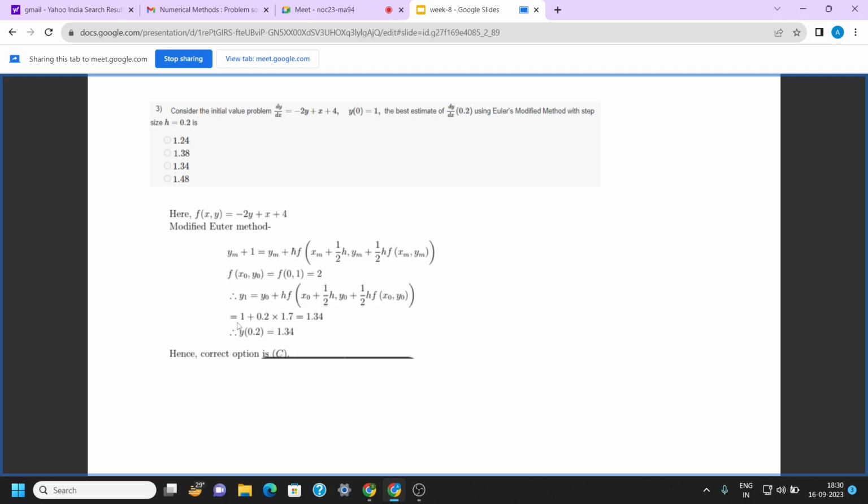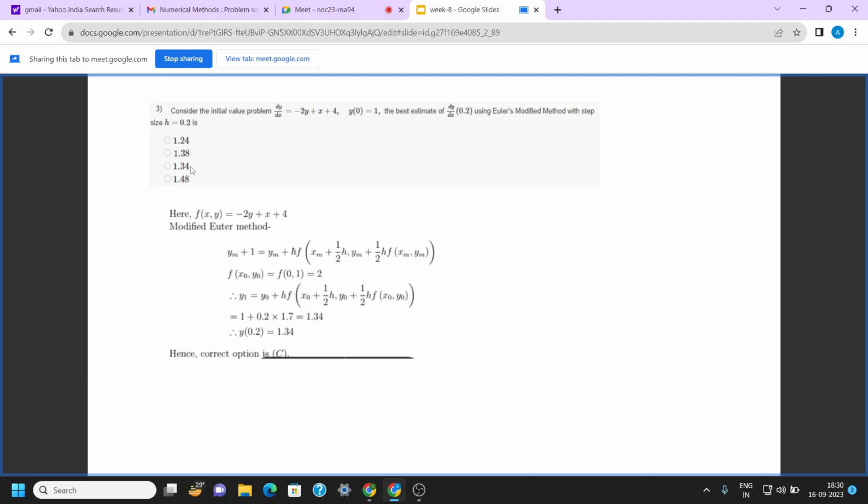So you'll get 1 plus 0.2 times 1.7. Fine. So y1 will be 1 plus 0.2 into 1.7. So this will give you 1.34. Right. So therefore this is y1, that is at the first step size, that is 0.2. So y of 0.2 will be 1.34.